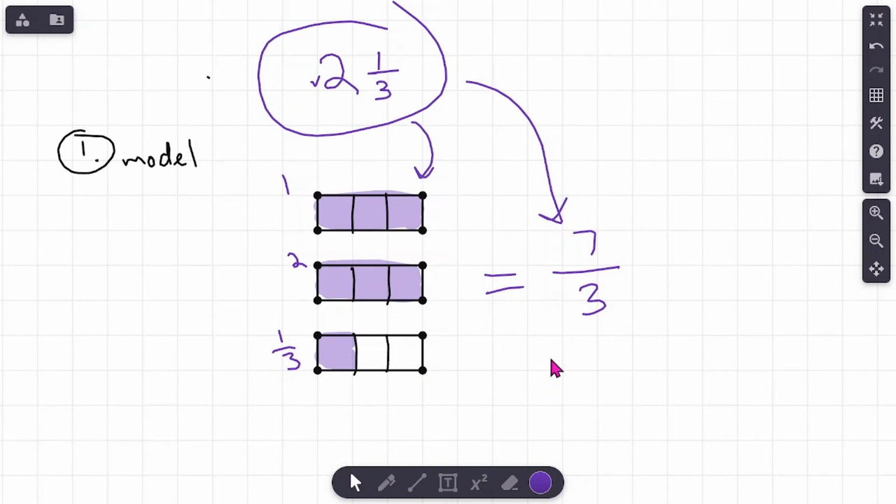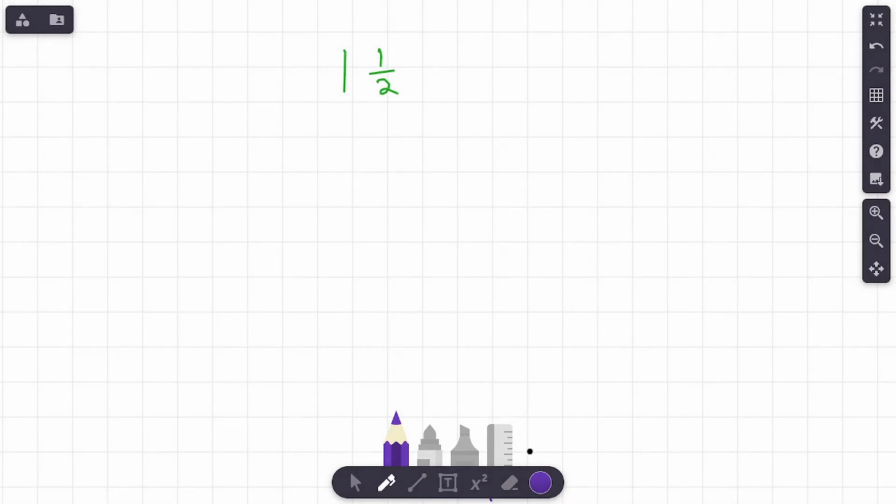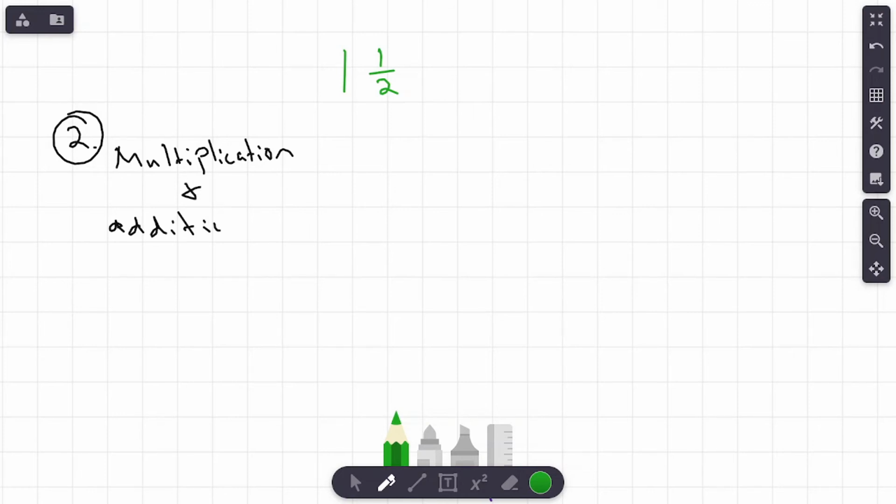Let me show you the multiplication strategy. To show you this, I am going to change up our problem first. On the screen here, we've got 1 1/2. And what we're trying to do is the same thing: convert this mixed number into an improper fraction. The second strategy that I'm showing you is going to be some multiplication. I think you're going to like this because it's really multiplication and addition, because it's both of them.